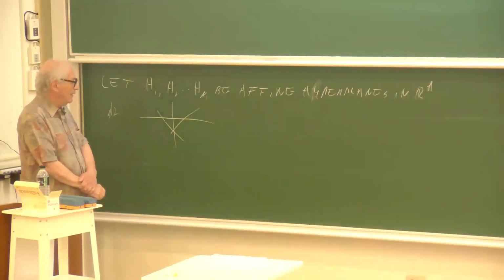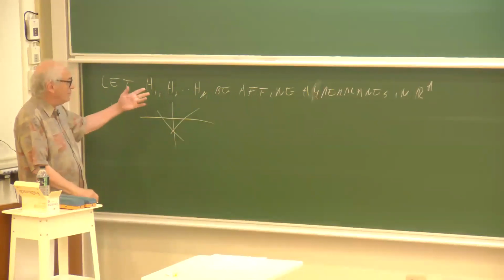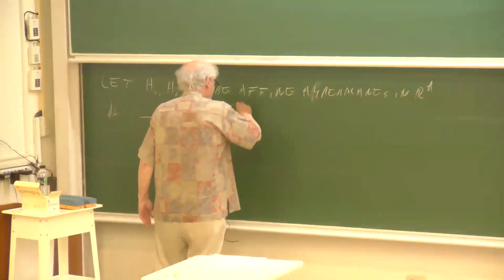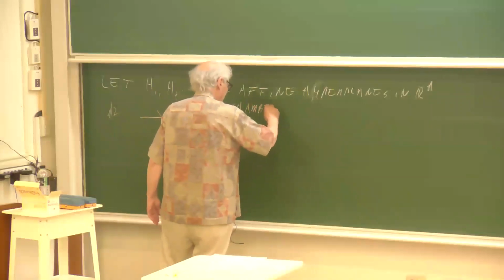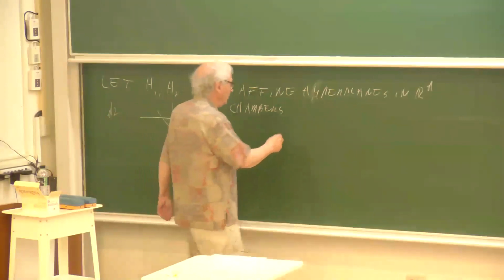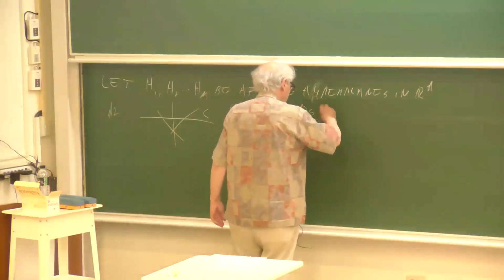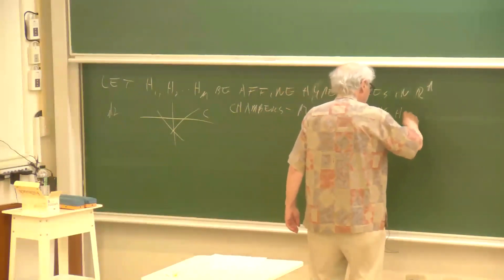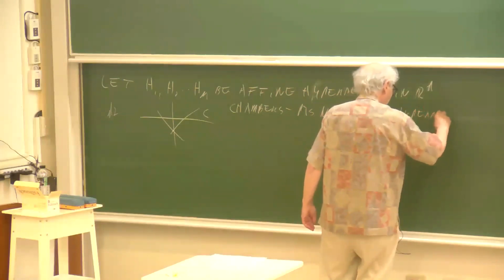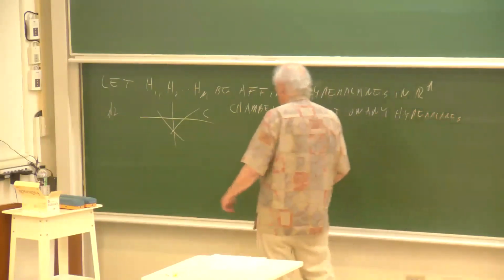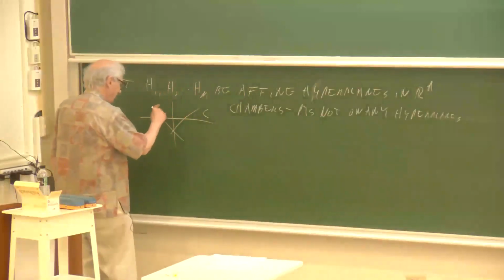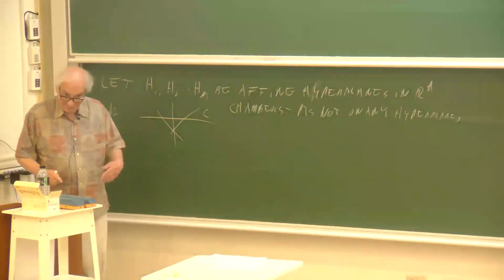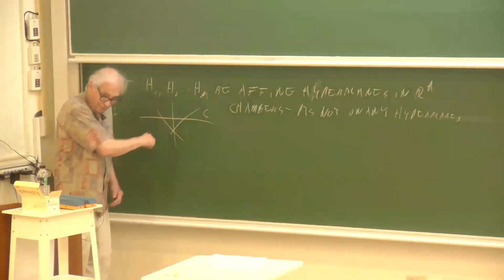And a collection of hyperplanes slices R^D up into chambers, which are points not on any of the hyperplanes. So I think in this picture there are 10 chambers. 1, 2, 3, 4, 5, 6, 7, 8, 9, 10. It's easy to miscount, but I think there are 10 chambers. This goes on forever, right? These are lines.